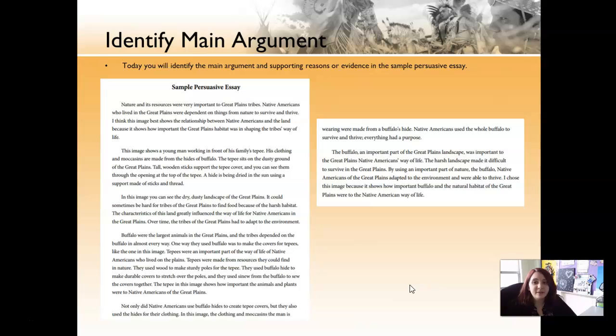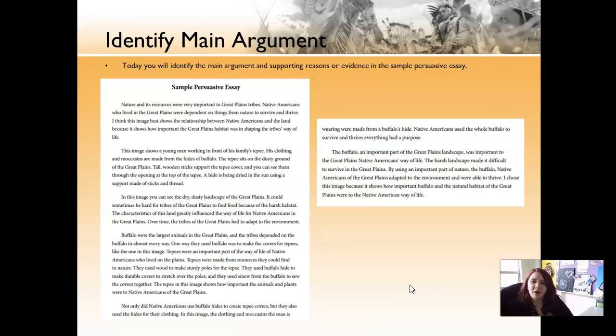So now we're going to identify the main argument and supporting reasons of a sample essay. This is the sample essay that I have provided as well. So making sure that we figure out what the main argument is, let's start by rereading the whole thing.